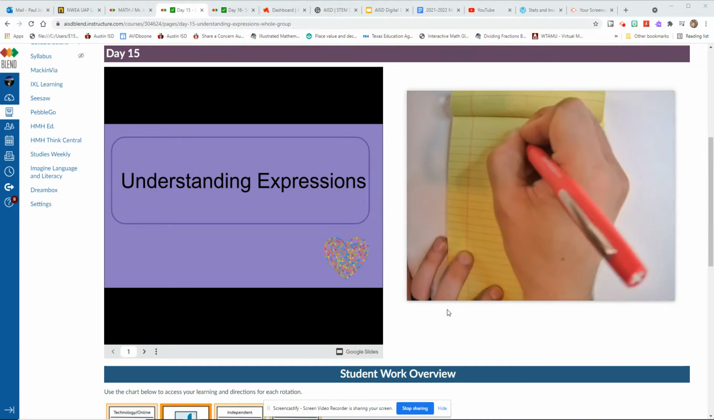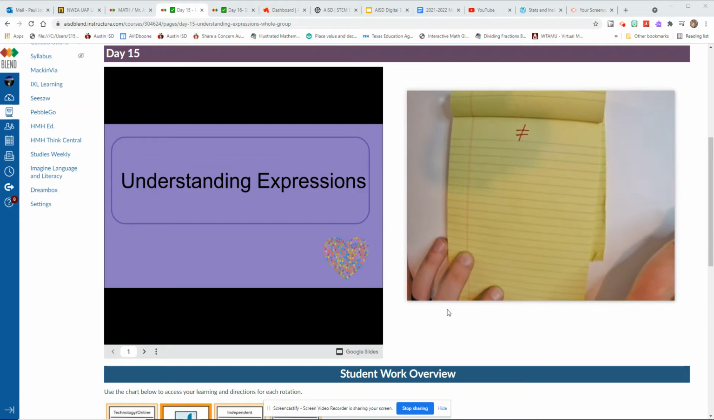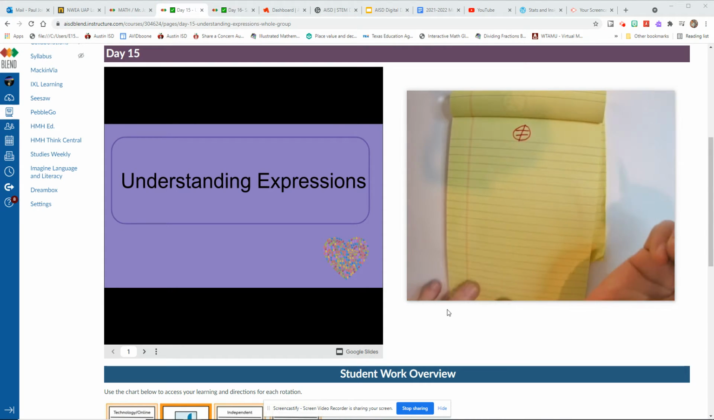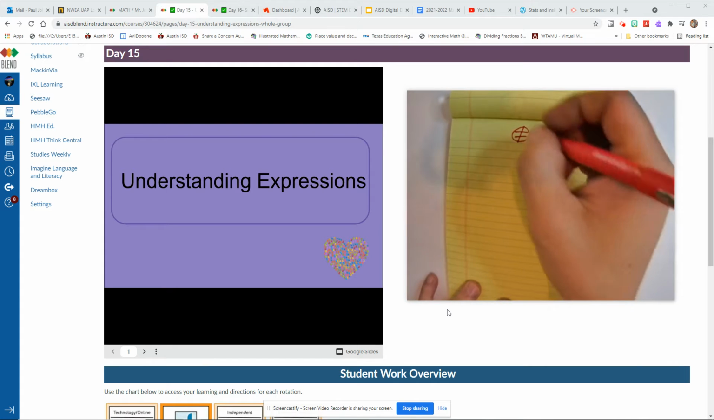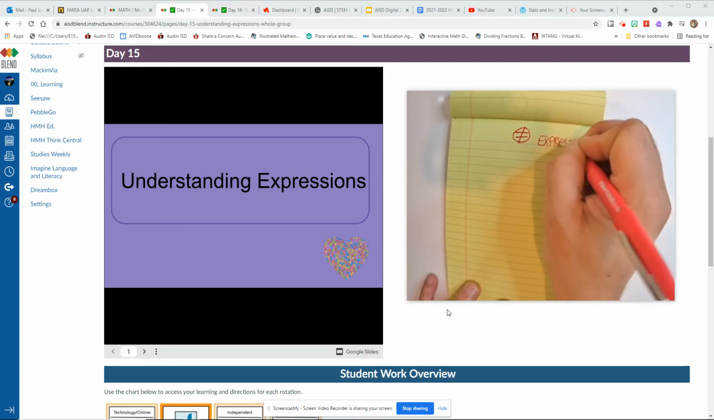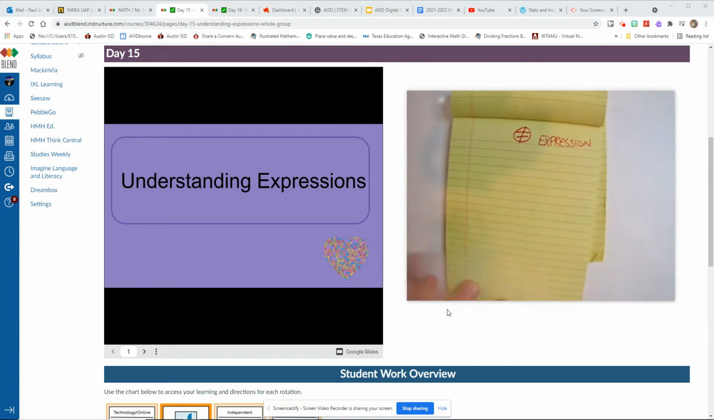One day down the line, you'll see a symbol that means does not equal. But right now, it just looks kind of like the Ghostbusters sign, like no equal sign. We're talking about expressions. All right, so let's take a look.